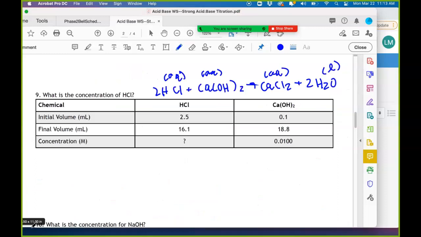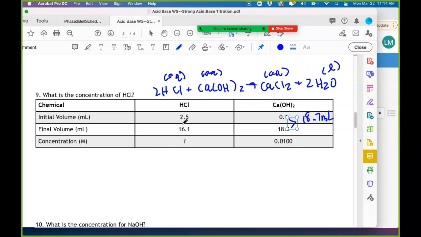The way that I did it on my answer key is a shortcut method, and when I first teach this to you, I'm not going to teach the shortcut method, mostly because it really frustrates me when kids try to use the shortcut method and then get it wrong because they don't know what they're doing. Here's the thing. When you do a titration and you have an initial and final volume, you need to subtract the two numbers to make them positive. You don't want a negative number to know the exact volume used. So it's not 0.1, it's not 18.8, it's the difference between them. So 18.7 milliliters of calcium hydroxide were used in this titration.